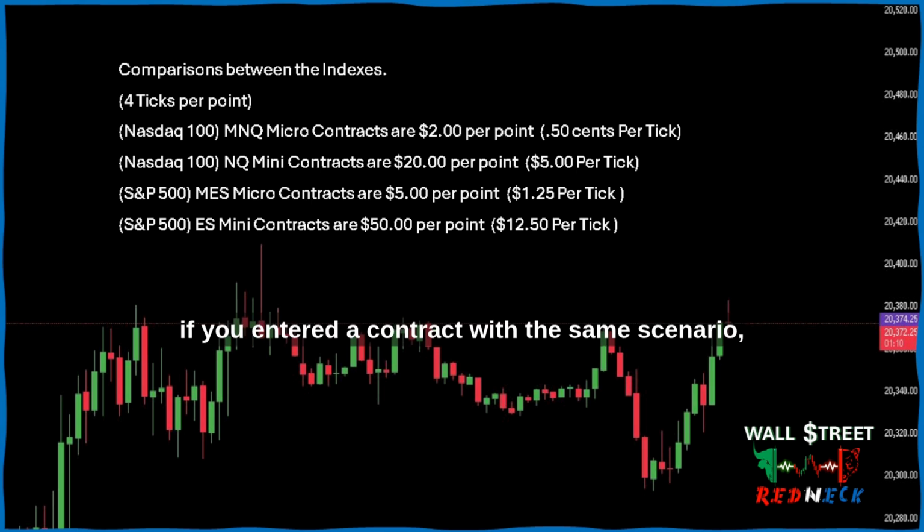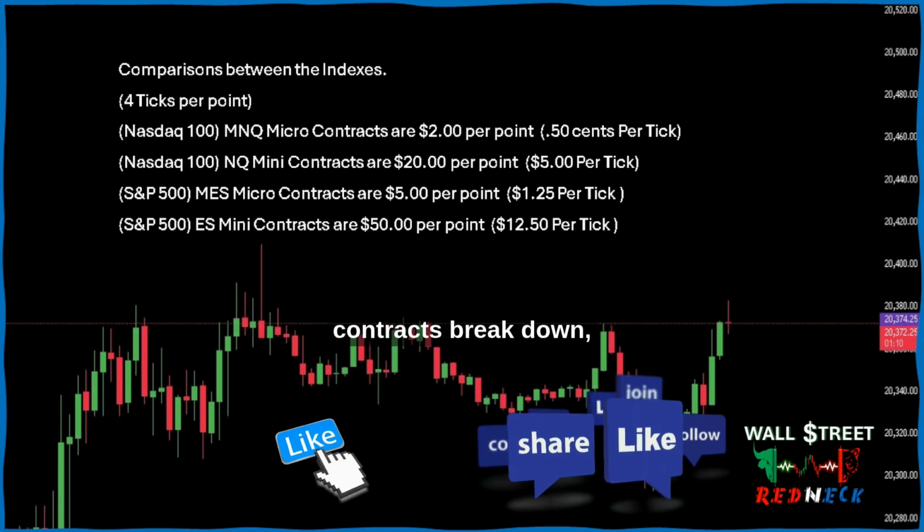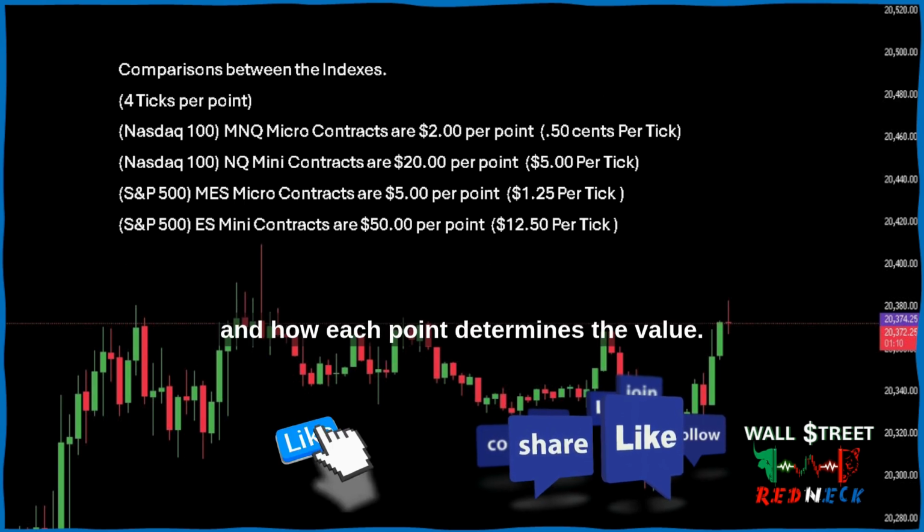Looking down at the ES, if you entered a contract with the same scenario and you gained 10 points, that would be $50 times 10 points, which is $500. Same thing goes for the micro. It would be $50. So if you look at those, that gives you a brief overview of how the contracts break down and the two that I trade and how each point determines the value.